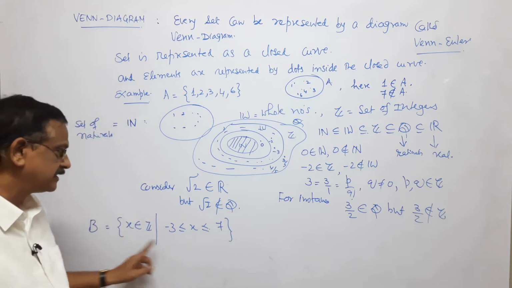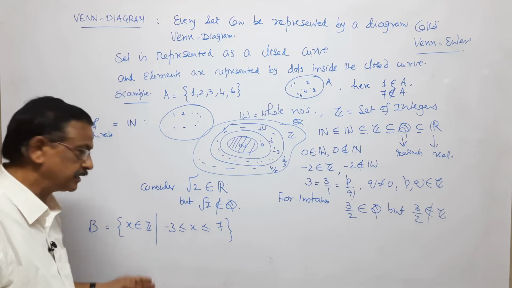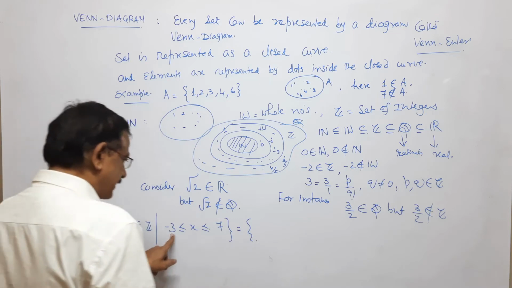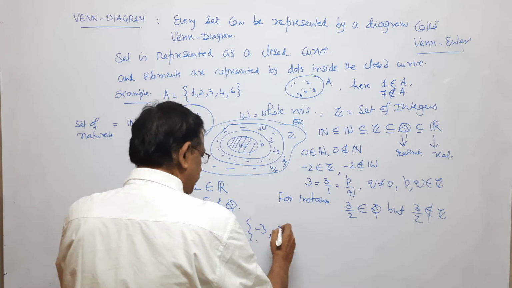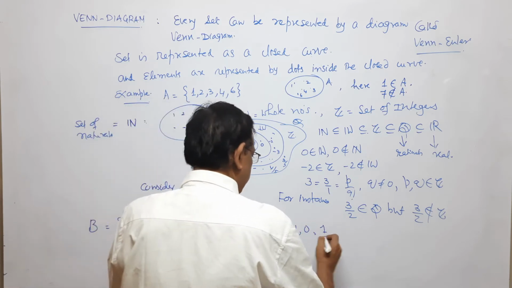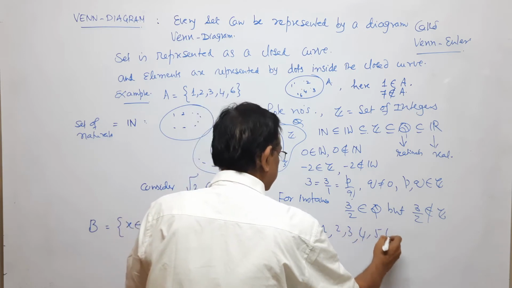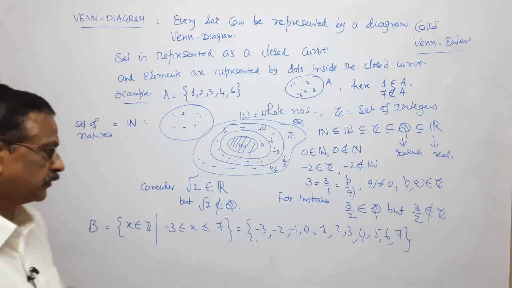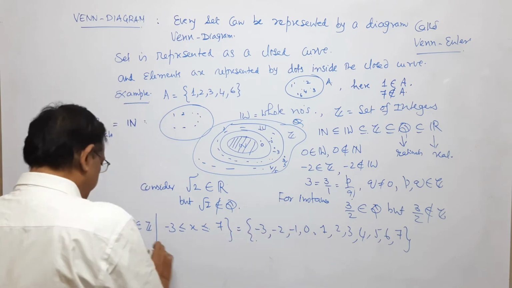Look carefully. This is a set of integers. This set is a set of integers. So let me list them out. What are the integers? Minus 3 is less than or equal to x, which means minus 3 is included. Then minus 2, minus 1, 0, 1, 2, 3, 4, 5, 6 and 7. There are 11 elements in this set, so it is finite. So B is finite.